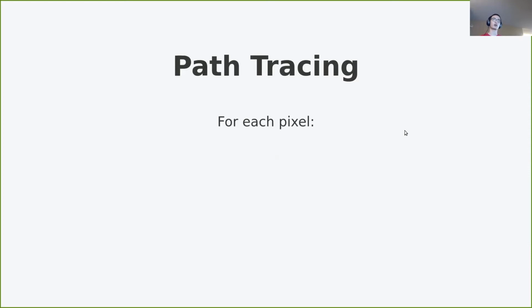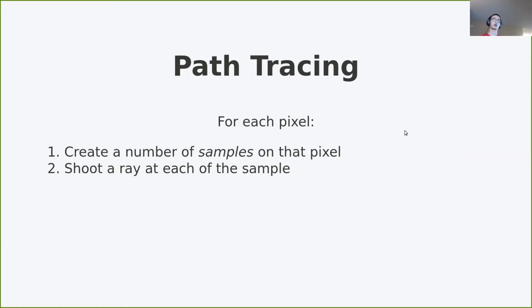The basic idea of path tracing is for each pixel, first we create a number of samples for that pixel. This is usually just created uniformly distributed on the pixel rectangle, but there are fancier strategies, like you can stratify the pixel into little sub-pixel blocks, and one sample can only be generated in that block. And then we shoot a ray at this sample.